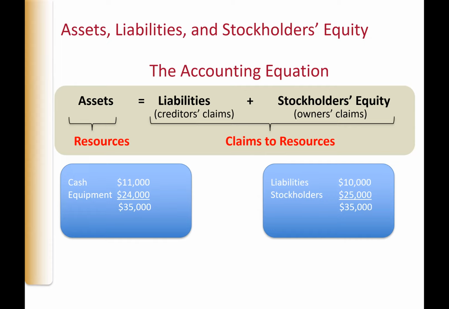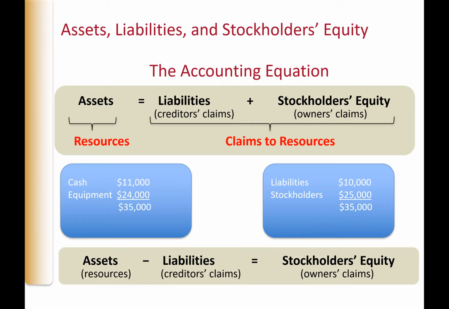So our assets in this case so far are the cash we have of $11,000 and the equipment of $24,000. So our total assets are $35,000. And they're made up of two separate accounts right now, cash and equipment. And those assets equal the liabilities, which the bank, we owe $10,000 to, plus the stockholders, $25,000. Do you see the left-hand side assets will always equal the right-hand side, liabilities plus stockholders' equity? It will always balance. And it does now. Our assets of $35,000 equal our liabilities plus our stockholders' equity, which also totals $35,000.